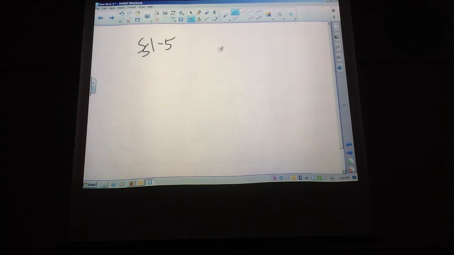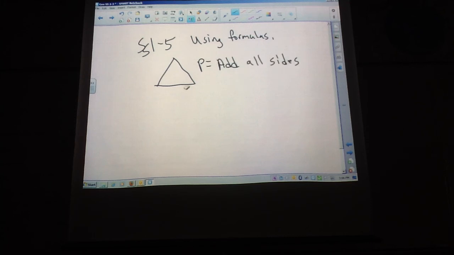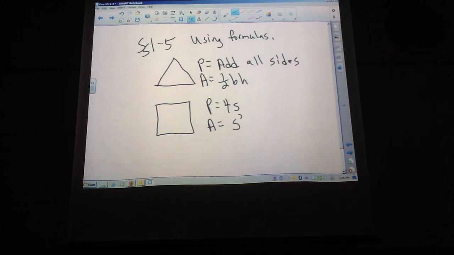Section 1.5 was using formulas. So some of the formulas were the triangle formulas, and remember for the perimeter you just add up all the sides. The area of a triangle would be 1/2 base times height. Then we had the square, which again the perimeter, you're still going to add together all the sides, or you could take 4 times the side length. And the area would be side squared. Well, there was the rectangle in there also, and again the perimeter, you're just going to add up all the sides, or you could take 2L plus 2W. And the area is just length times width.